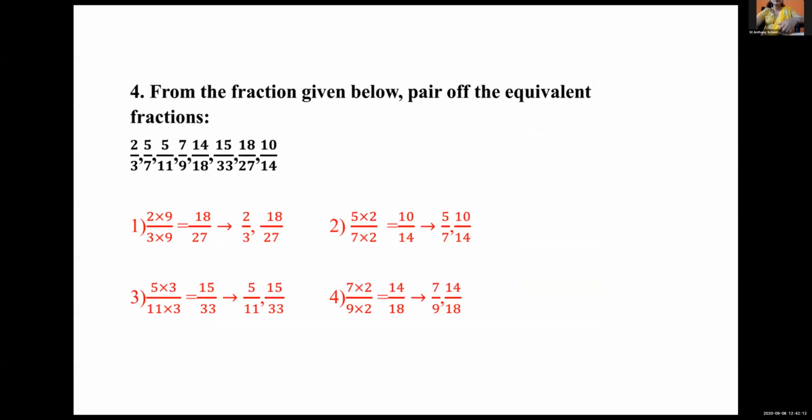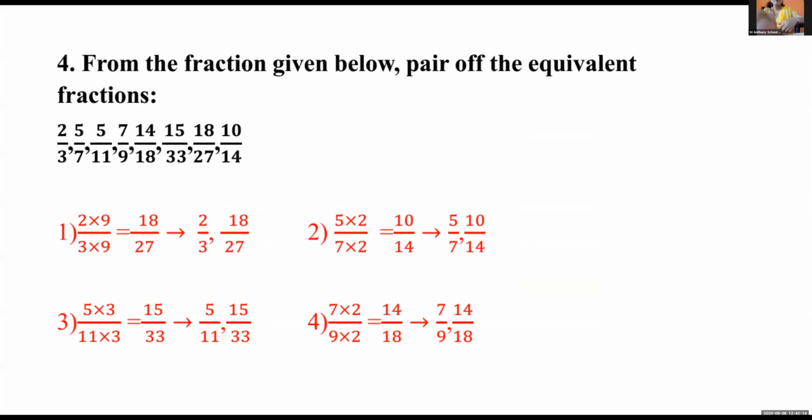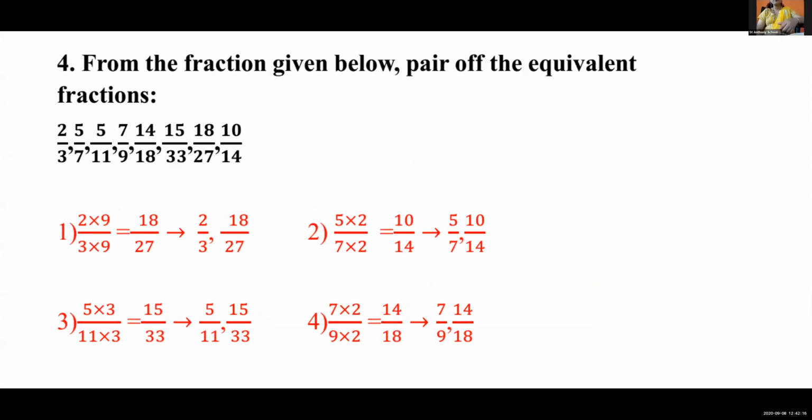We have seen the third question. Now we are going to see the fourth question. From the fractions given below, find the pairs of equivalent fractions. Some fractions are given over here: 2 upon 3, 5 upon 7, 5 upon 11, 7 upon 9, like that, 10 upon 40. We have to find the equivalent fraction pairs.